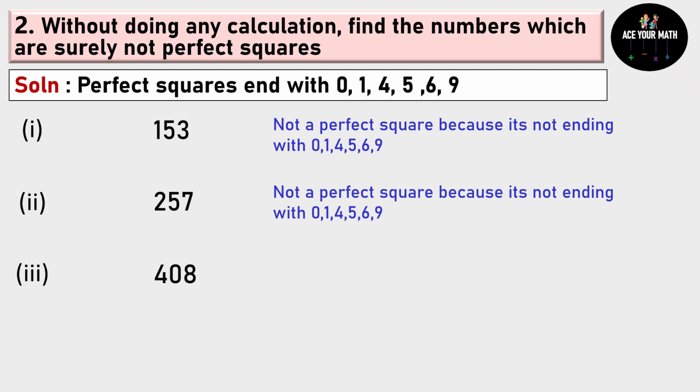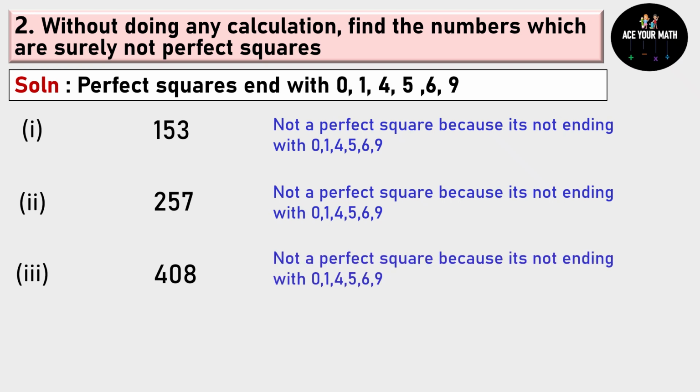Now look at the third question, 408. Same answer you will write this time also. It is ending with 8, or you can say the digit at the unit place is 8, so it is not a perfect square. Now fourth, it is 441. It is ending with 1. Now if you find the square root of 441, you will get 21 as the answer. So 441 is a perfect square.